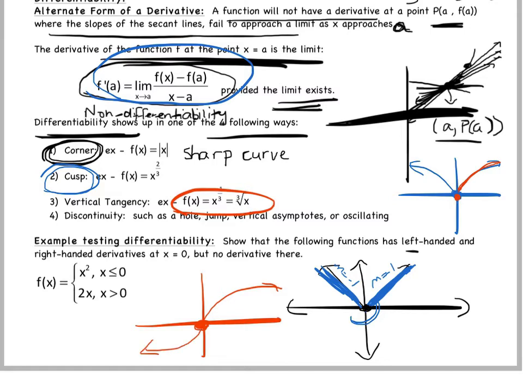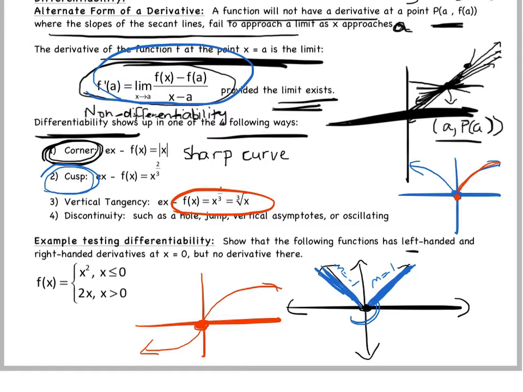Now, let me grab my pointer again. If you look at the derivatives here, it looks like the derivatives approach positive slopes, and they're going to approach positive infinity here, and here they're going to approach positive infinity. And here the issue at a vertical tangency is not that they don't approach the same thing from both sides, it's that they approach a positive infinity slope.